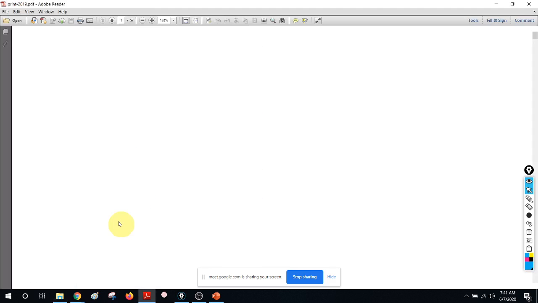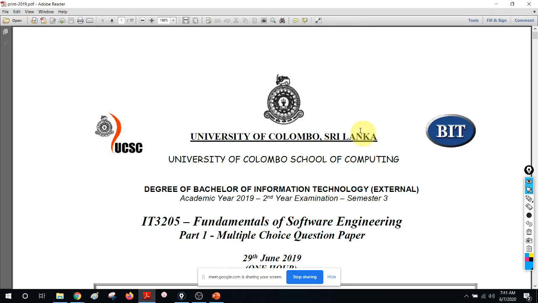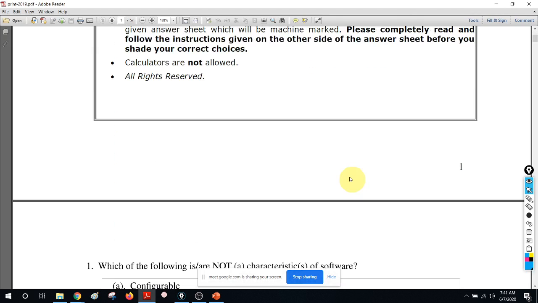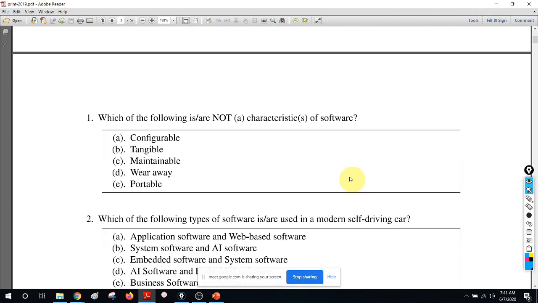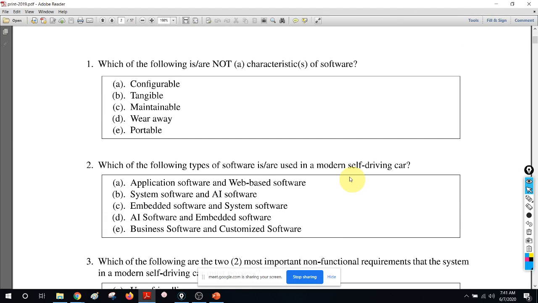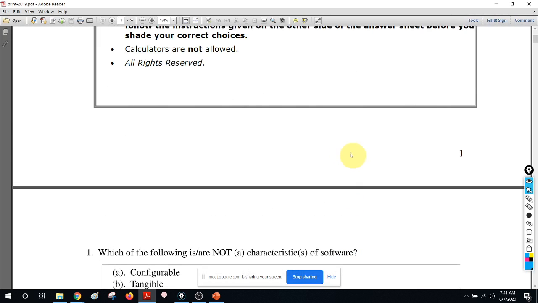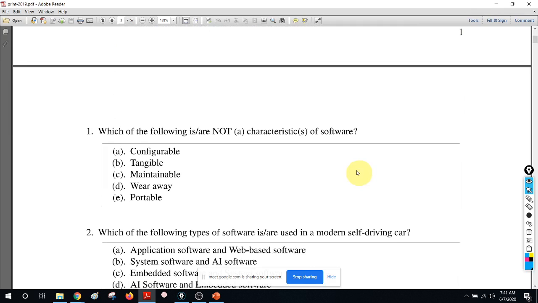So let's do the 2019 paper. Other papers, of course, you can do on your own. If there are any questions or ambiguities, you can ask those things in the WhatsApp group. Right, so let's do the MCQs of 2019. We'll try to do the 2019 paper only.